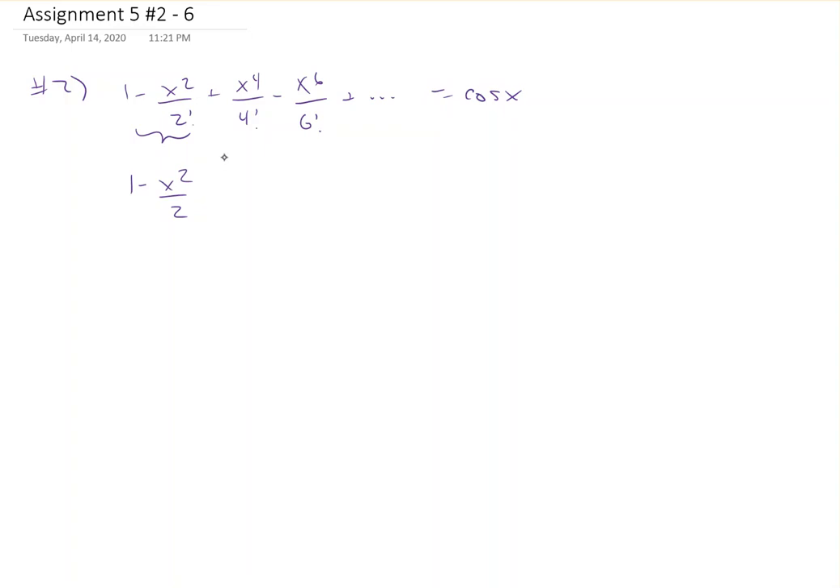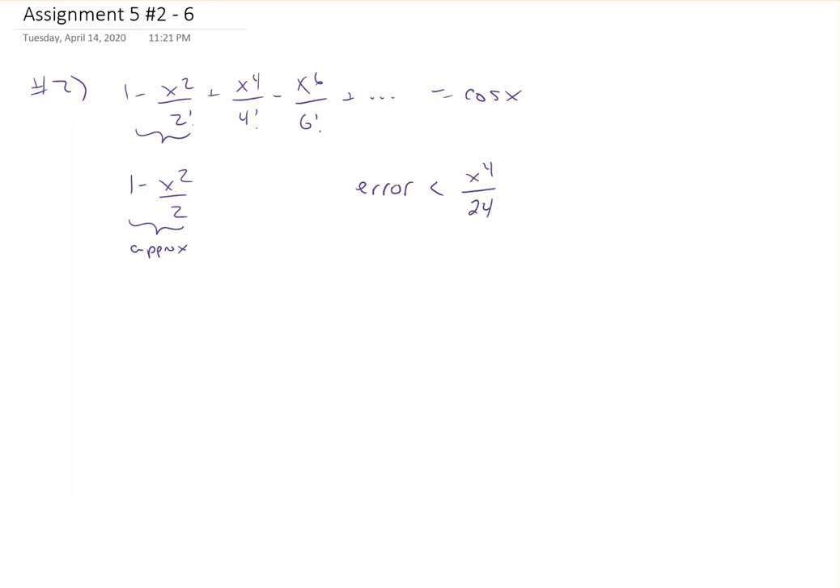Well, if we remember the error bound, right? The alternating series error bound says that the magnitude, how far you're going to be off, is going to be less than the next term. So the error is going to be less than the next term. The next term is going to be x to the fourth over 24. So this is going to be some approximation, but we're going to be off by some number that is less than x to the fourth over 24.